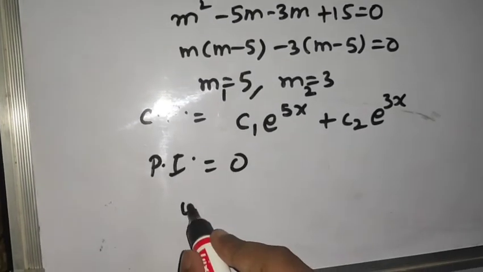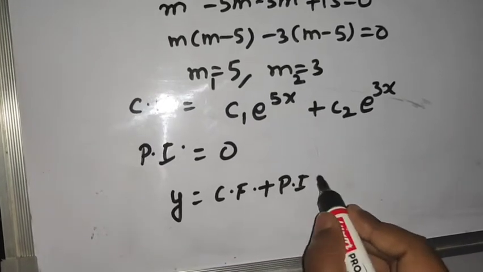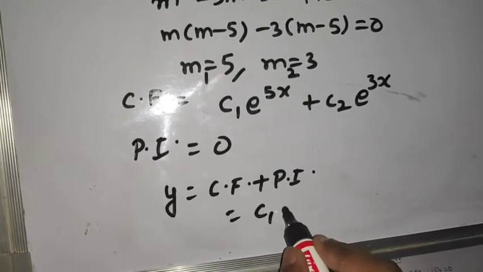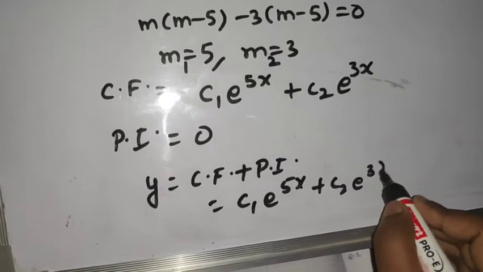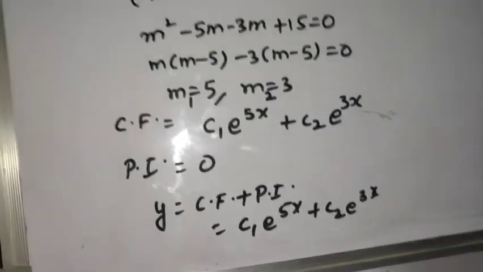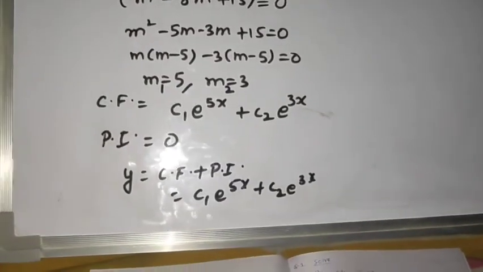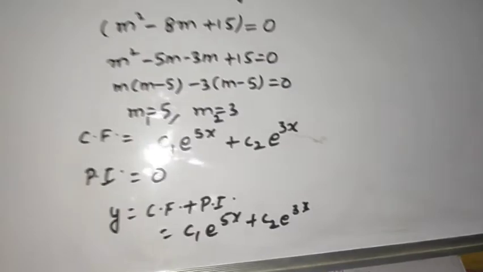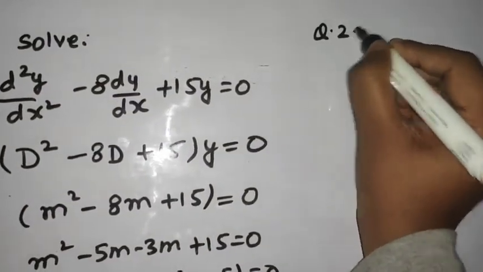So our solution will be CF plus PI. So basically c1 e power 5x plus c2 e power 3x. This is your solution. Okay. Now let's move to the next question, which is question number 2.